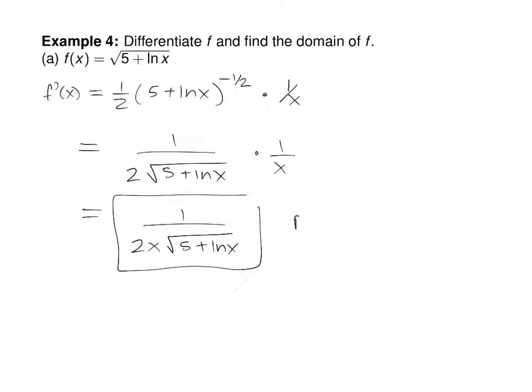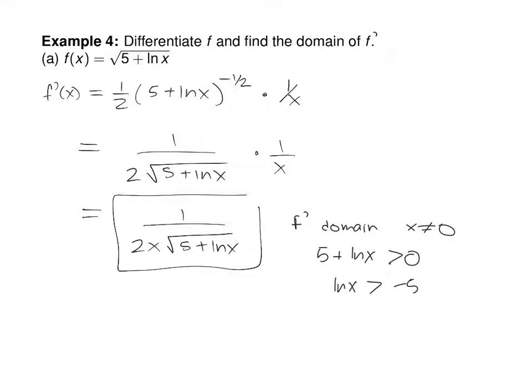Okay, so for f prime, is it clear that x can't be 0? That's because of the whole x thing, right? Is it also clear that 5 plus ln of x has to be bigger than 0? And I mean bigger than, not equal to. The whole reason there's no equal to is because that expression's in a denominator. Okay, so then solve that. We have ln of x is greater than negative 5.